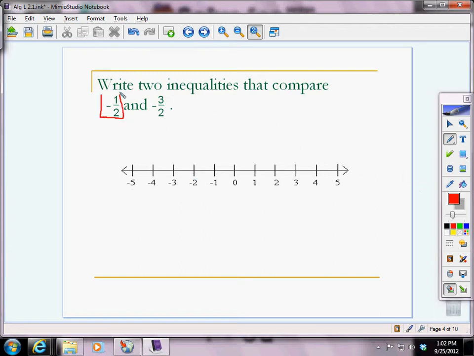So if we look, -1/2, again, here's 0. It's going to be on the left side of the number line, and it's not quite halfway to 1. Okay, so that one, which hopefully is pretty easy to figure out, would be about right there.